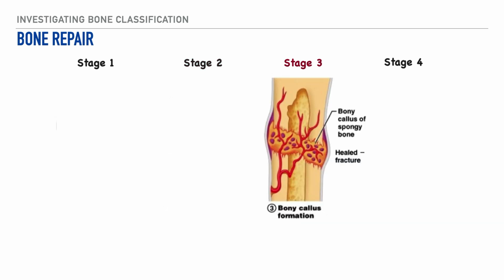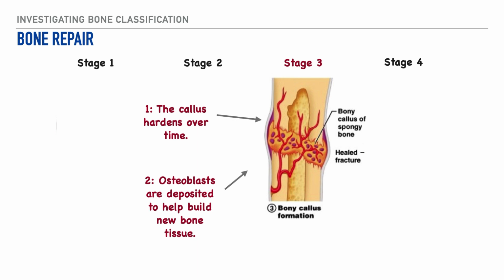In stage 3, this soft callus that we noted a moment ago becomes harder, and in and around this time, osteoblasts are deposited into the area, helping to build new bone tissue. And at the end of this stage, we now have a bony callus formation, which is beginning to look like the bone prior to the injury.